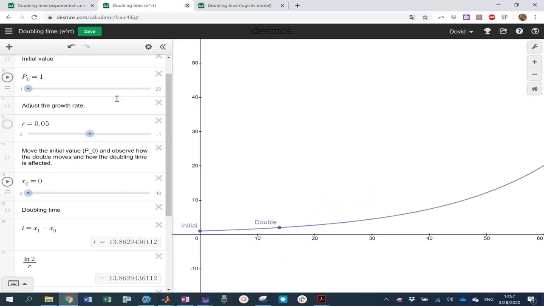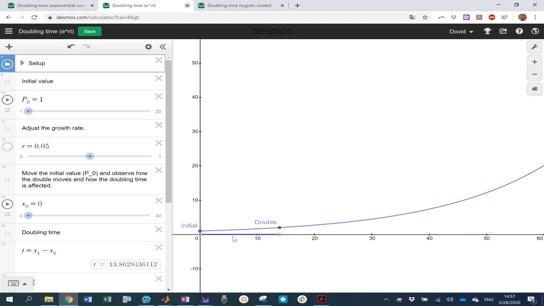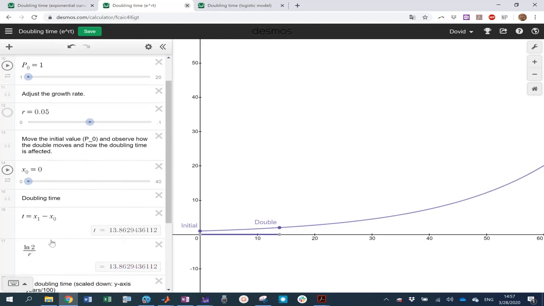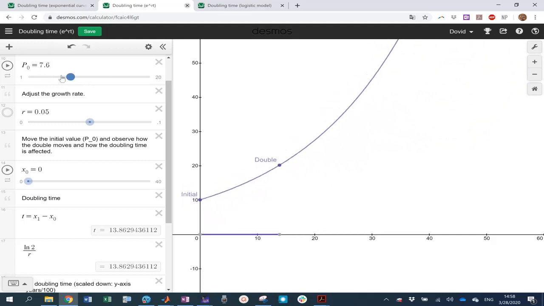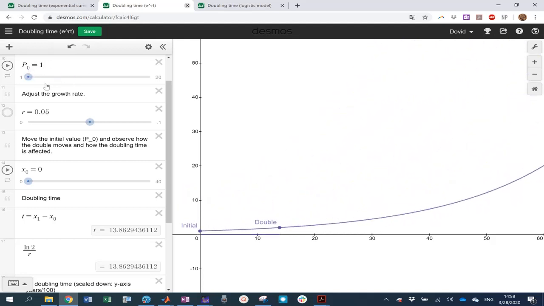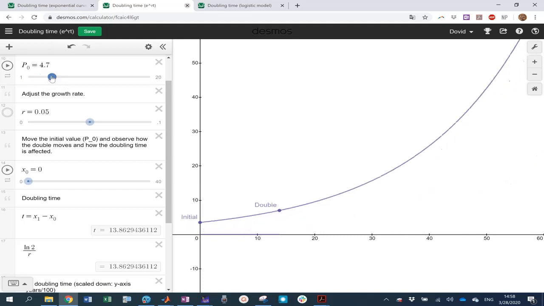Moving over to Desmos, I've graphed P naught e to the r t. And again, on the floor, so to speak, on the x-axis, you see a projection of the difference between the initial and double, so that way we can have the doubling time. And I see here that the doubling time, which is the same as x1 minus x0, is of course ln of 2 over r, as we expected. And as before, what I'm going to do is just play around with P naught, and you'll see, as before, the doubling time does not change even if our initial population changes. By starting at t equals 0, this is always going to stay the same.